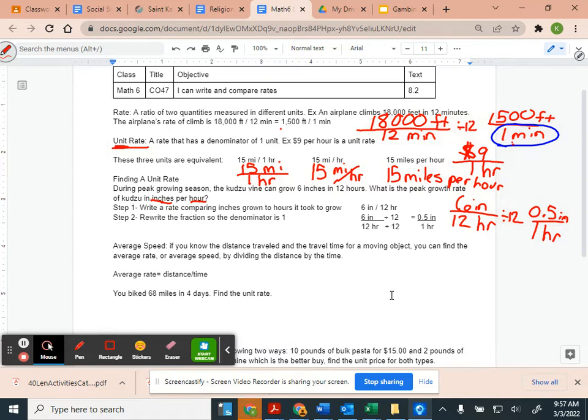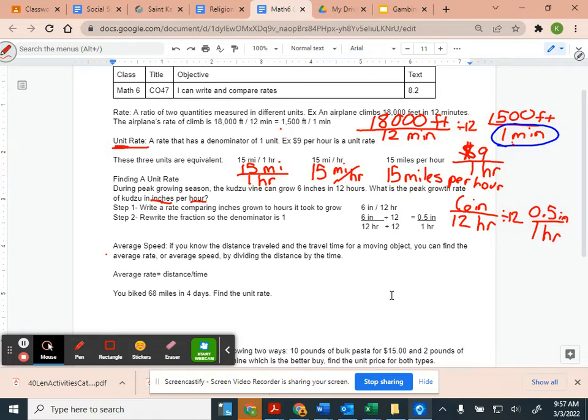Does that make sense? Nick had a great question. Do we always divide it by 12? Nope. We divide it by the denominator. When you divide a number by itself, you get 1 for an answer. So you're always dividing the denominator by itself.